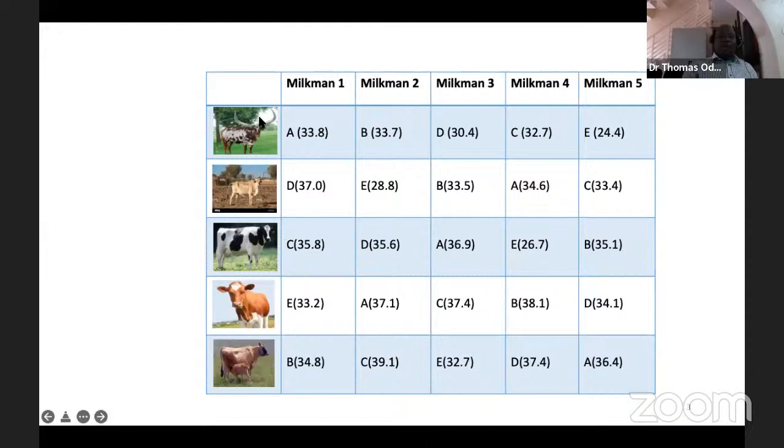So in week 1, animal number 1 is this animal with beautiful long horns. So week 1, when it is milked by, we have milk.